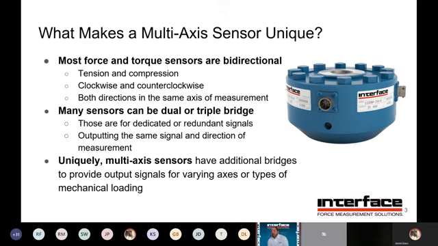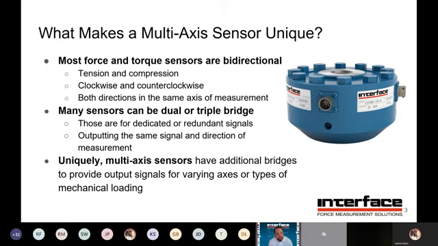So I thought I'd start off by kind of reviewing force and torque sensors in general. Those of you that are here obviously have some familiarity with those types of sensors. And as you know, most of these sensors are going to be bidirectional, right? So you'll have a signal output, positive, negative, usually for tension and compression, or clockwise and counterclockwise applied torque if it's a torque sensor. However, both of those signals are in the same axis of measurement.